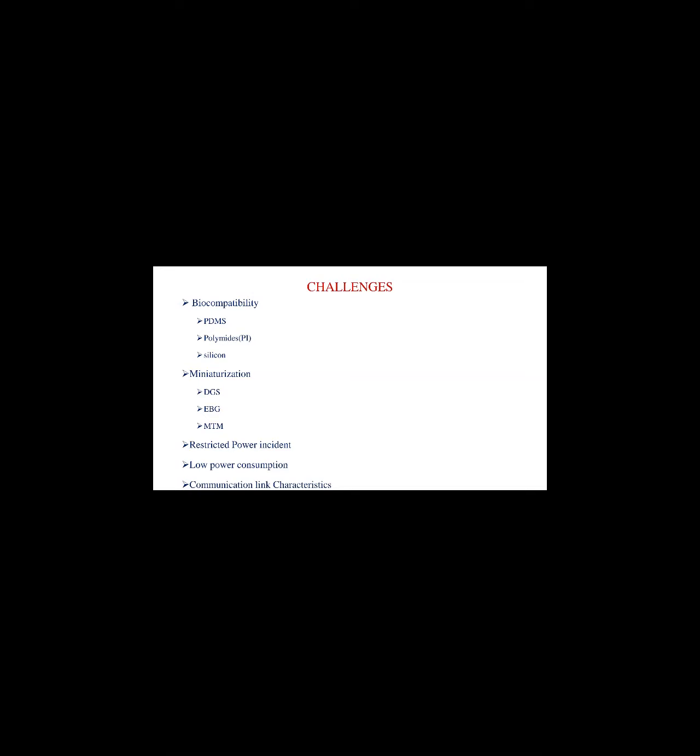And also we can consider restricted power incident, so that the amount of power can be restricted for particular applications and a particular frequency band. We can also achieve low power consumption of the implantable antenna. And finally, we can calculate the link budget. For communication, link characteristics should be analyzed: how the communication takes place from the antenna inside the human body to the external devices can be analyzed by using the link budget. That is also an important challenge in designing the antenna.